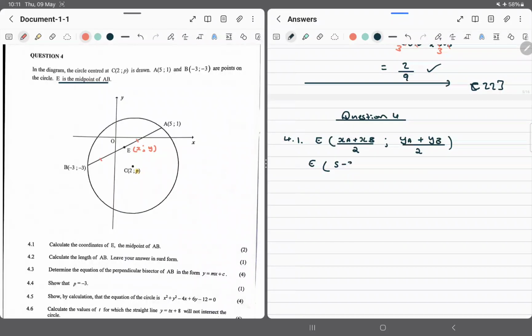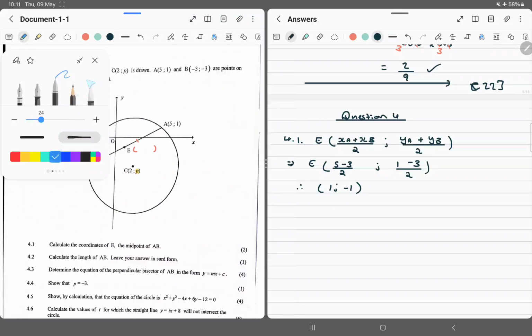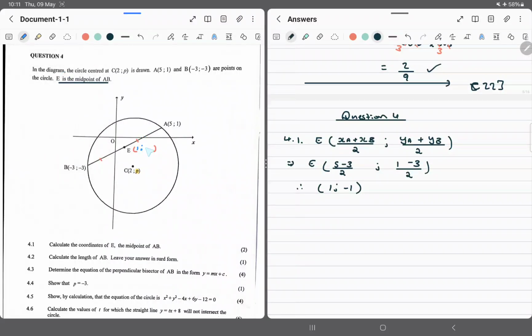5 minus 3 over 2, and 1 plus 3 over 2. So now this is (1; 2). So now we've got our coordinates of E, the midpoint.